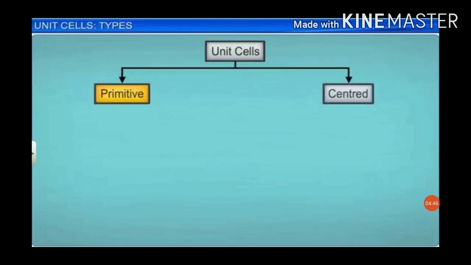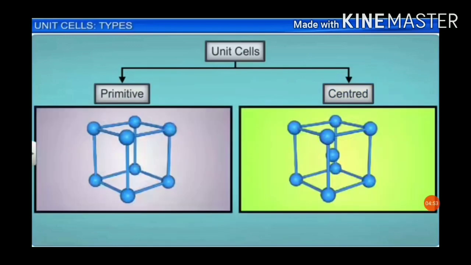Our next topic is the classification of unit cells. Unit cells are broadly classified into two types, primitive unit cells and centered unit cells. In primitive unit cells, the constituent particles are only present at the corners. Thus, you can see the particles at the corner positions.